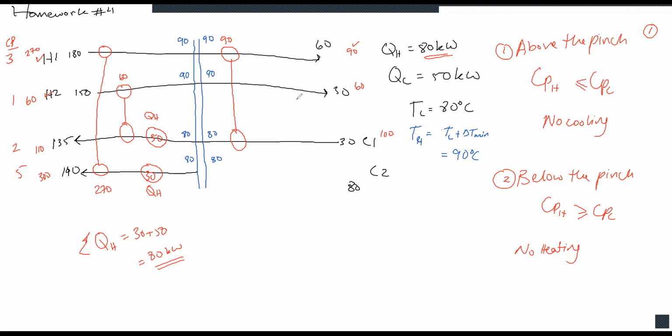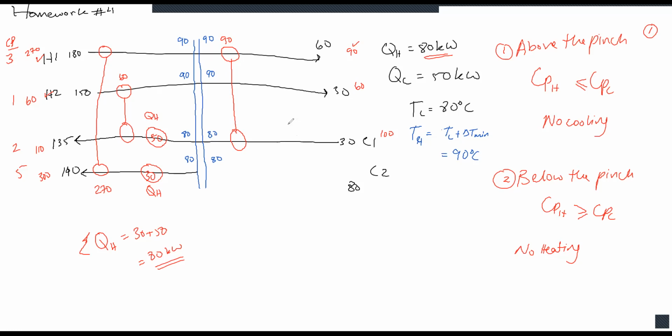Can I transfer from H2 to C1? The CP for H2 is 1. The CP for C1 is 2. So the CP hot is not greater than the CP cold. So this transfer cannot happen.